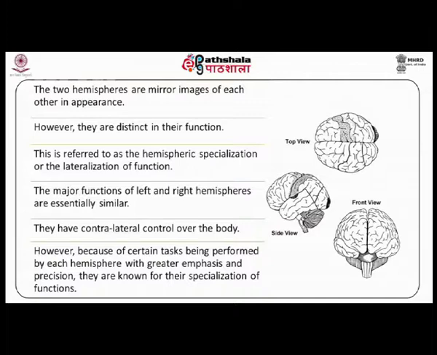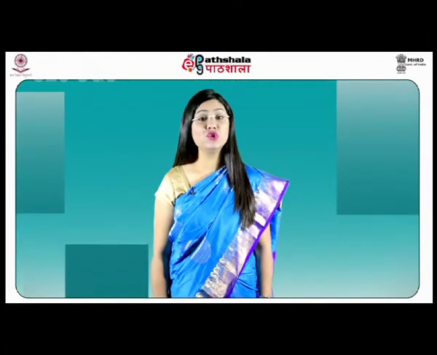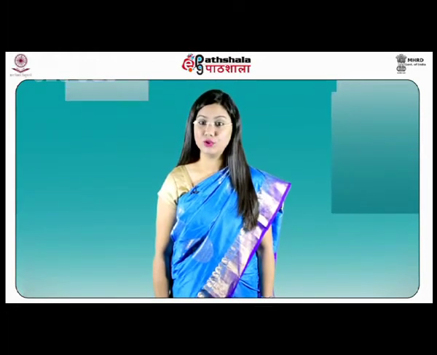However, they are distinct in their function. This is referred to as hemispheric specialization or the lateralization of function. The major functions of left and right hemispheres are essentially similar. They have contralateral control over the body. However, because of certain tasks being performed by each hemisphere with greater emphasis and precision, they are known for their specialization of functions.